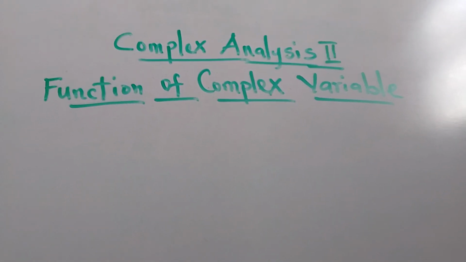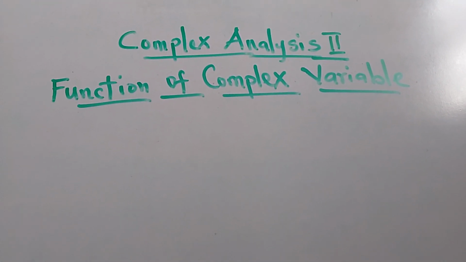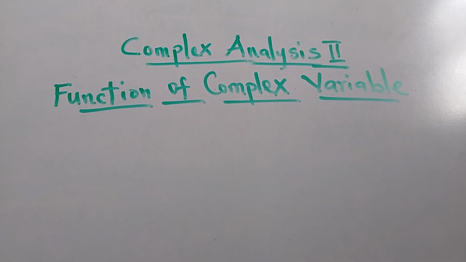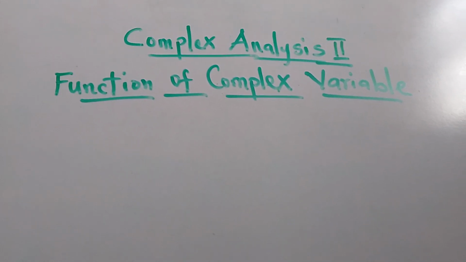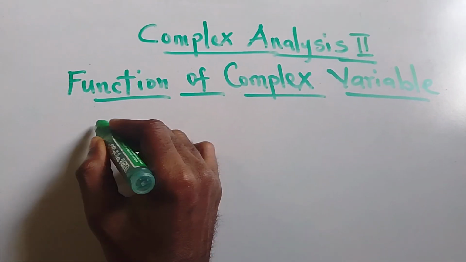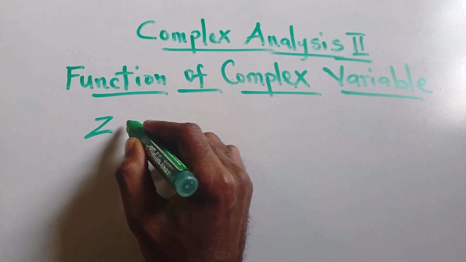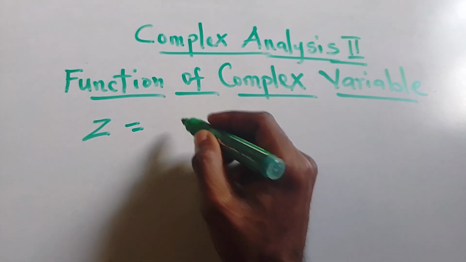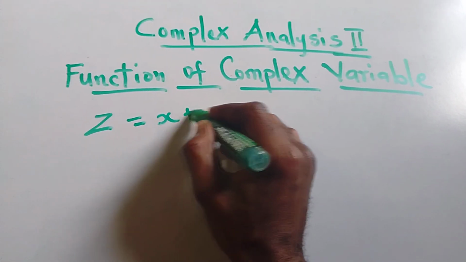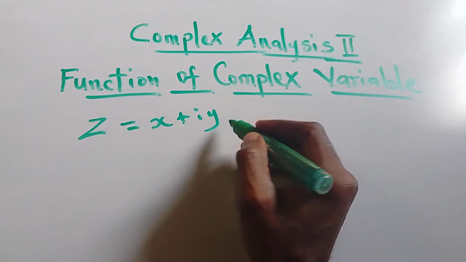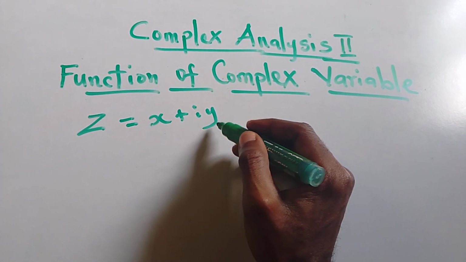Okay, so in this video we shall be discussing the function of complex variable. So this is complex analysis 2, function of complex variable. So I think we have the knowledge of a complex number. A complex number is represented by letter Z, which has a real part and imaginary part. So a complex number can be written in the form of x plus iy, where the x is the real part and the y is the imaginary part.